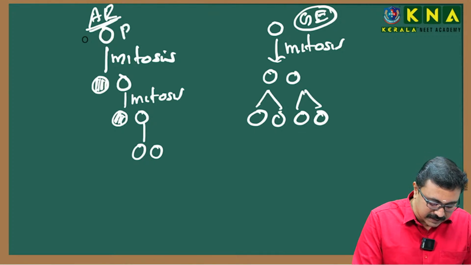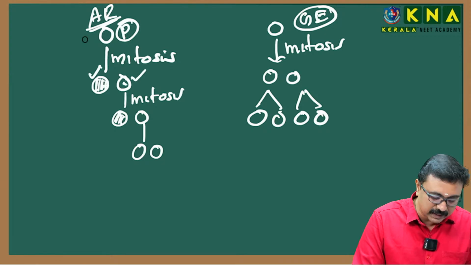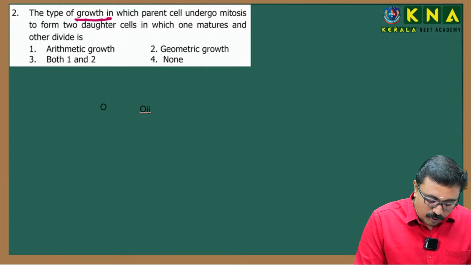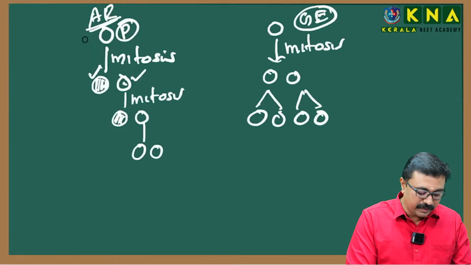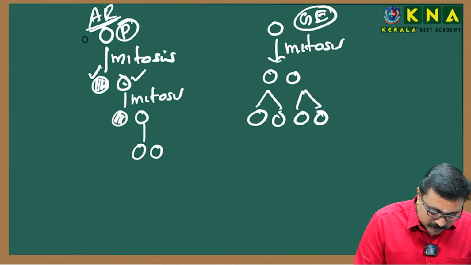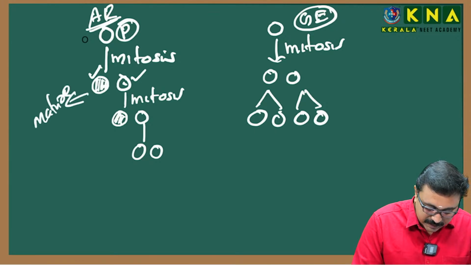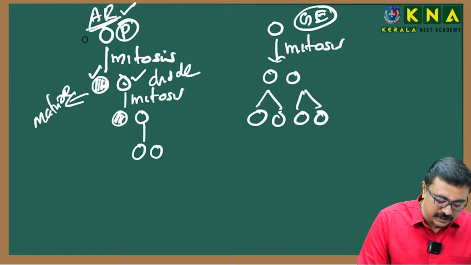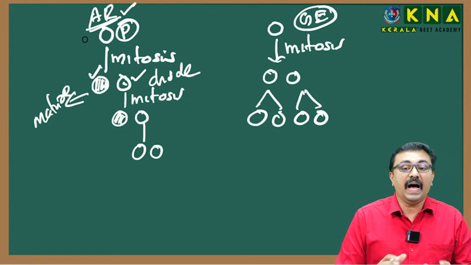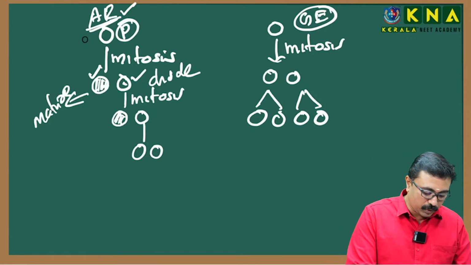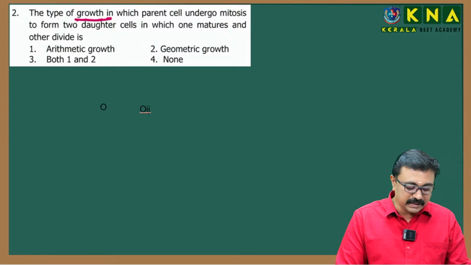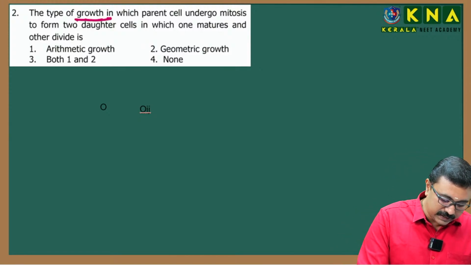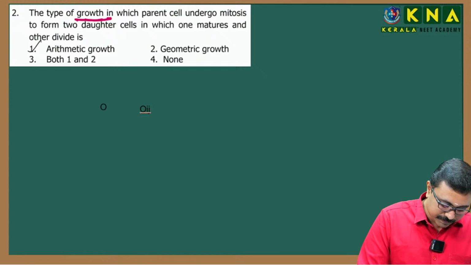One parent cell, this is the parent cell, which will undergo mitosis to form 2 daughter cells. In that, one matures and other divide. Here you can see that this will mature. That means this will undergo differentiation, and this will start to divide. So this kind of division can be seen in which growth rate? This can be seen in arithmetic growth rate. Okay, so the right answer is option 1.